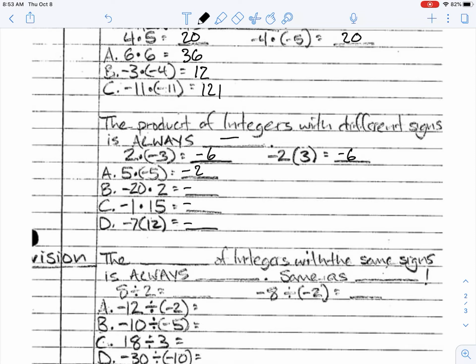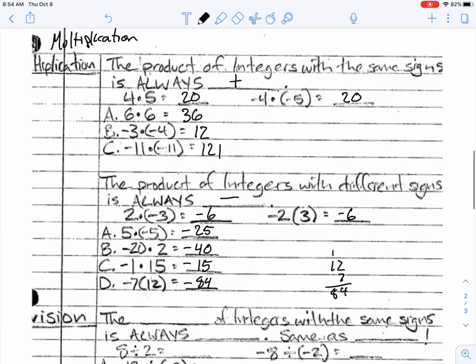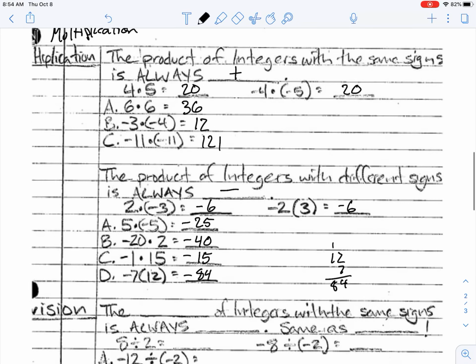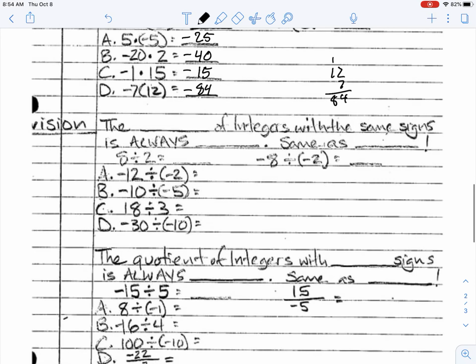And then we just do out our multiplication. 5 times 5 is 25. 20 times 2 is 40. 15 times 1 is 15. And 7 times 12, that one off the top of my head I can't remember, so we'll just multiply it out. And there we have it, 84. So that's multiplication. Same signs, always positive. Different signs, always negative. And then finally, our last operation, we have division.